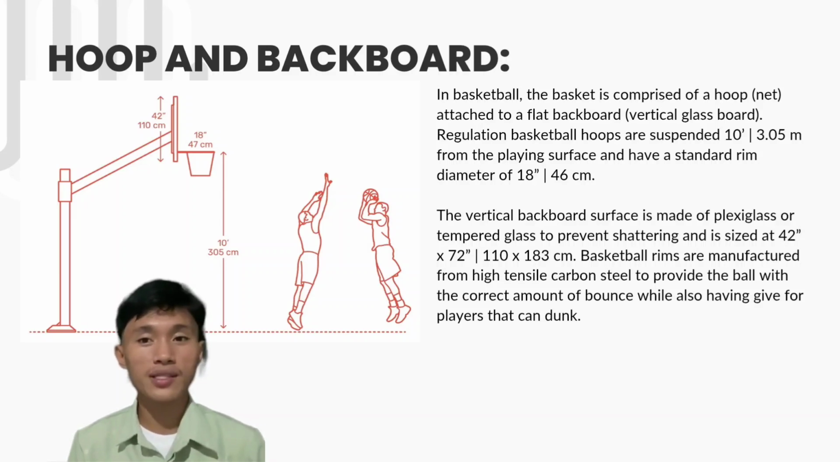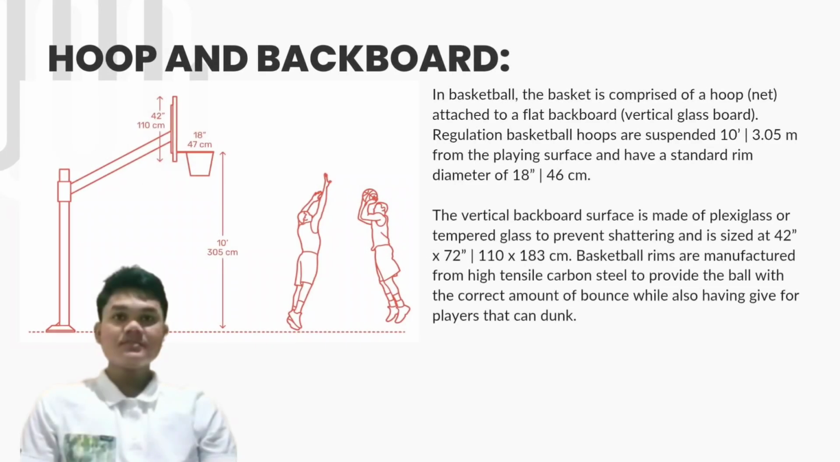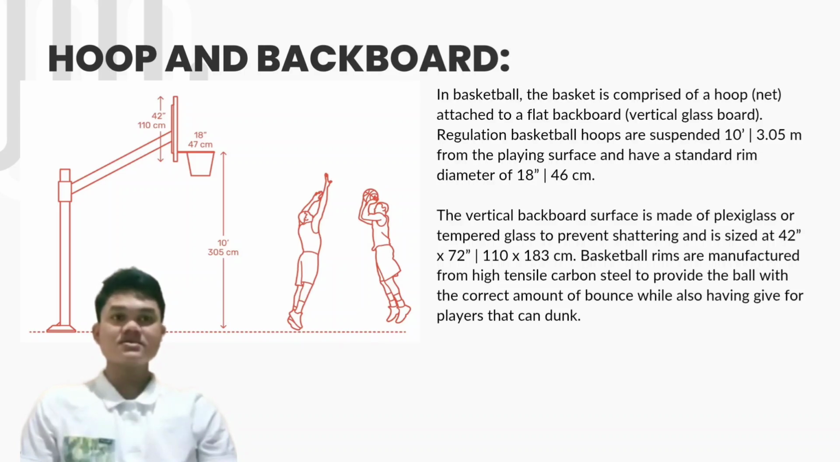In history, the first basketball hoop was invented by James Naismith in 1891. The design has been refined with the introduction of metal rings, nets, and breakaway rings. The vertical backboard surface is made of plexiglass or tempered glass to prevent shattering and is sized at 42 inches by 72 inches, or 110 by 183 centimeters. Basketball rims are manufactured from high-tensile carbon steel to provide the ball with the correct amount of bounce while also having give for players that come down.